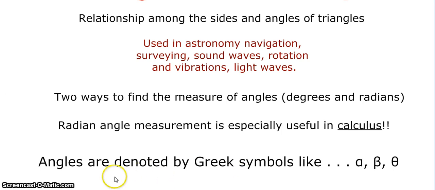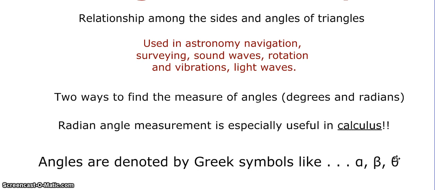The other thing that we want to talk about real quick before we get into the lesson is that angles are usually denoted by Greek symbols. A lot of times in algebra, the variables are denoted by letters of our alphabet. Usually letters at the end of the alphabet are variables, and letters at the beginning are constants. Like A, B, C are usually constants, think about the Pythagorean theorem, and X, Y, or Z are usually variables. With trig, we usually use Greek symbols to denote angles.